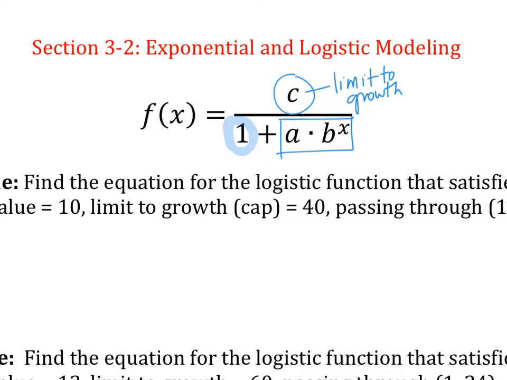However, one of them actually already told me what A, B, or C is. Can you guys figure out what that is? Yes, limit to growth. They already told you limit to growth is 40. That means C is 40.